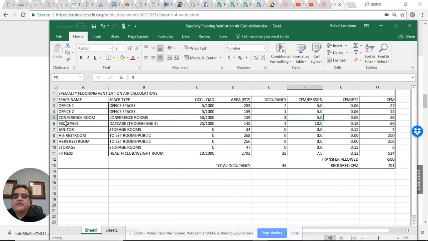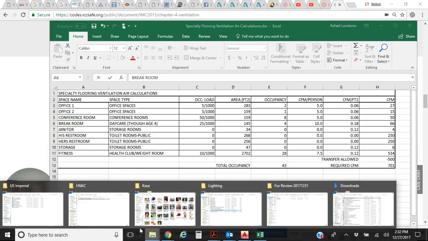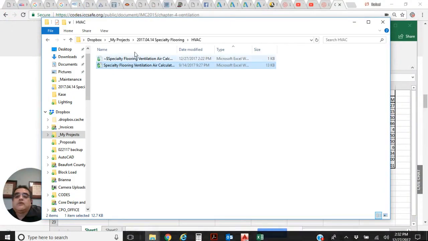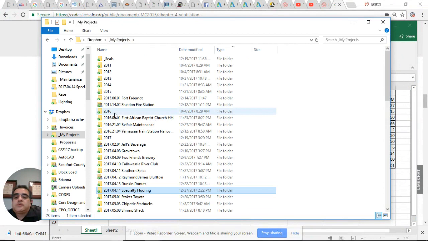Next, we don't have a kid space, but we'll eventually get rid of those. Next is the break room. Break room is not listed, so we'll have to try to figure out what that one is. I have a project that I did way back that I know had a break room. It's 2016.